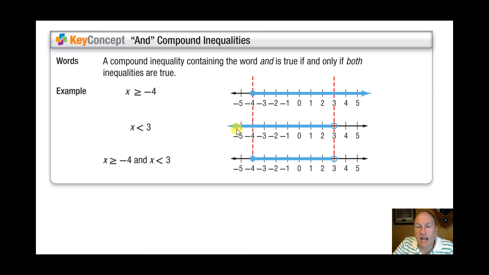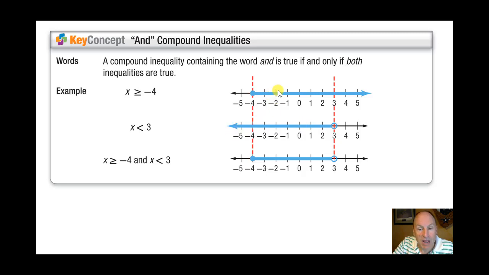So looking at the and compound inequality, it is only true if the first part and the second part are both true. So, for example, x greater than or equal to negative 4 and x less than 3. We take x greater than or equal to negative 4, which on a number line has a closed circle on negative 4 and is to the right all the way to positive infinity. And then we look at x less than 3, which is an open circle on 3 because 3 is not part of the solution or the set, and all the numbers to the left of 3.